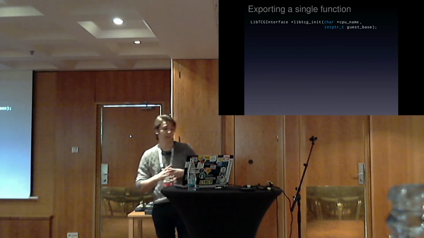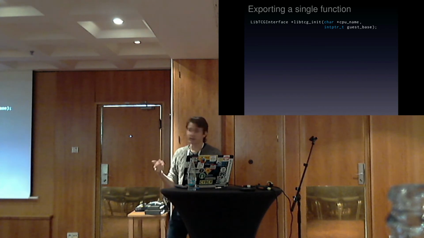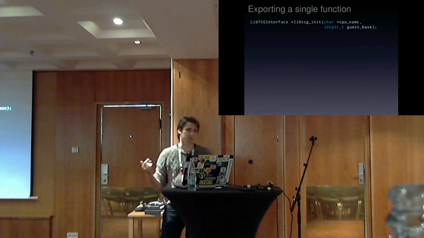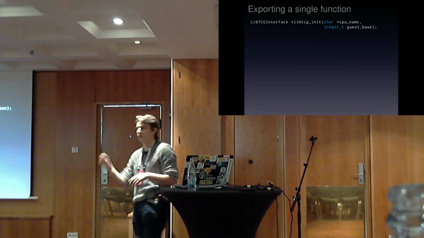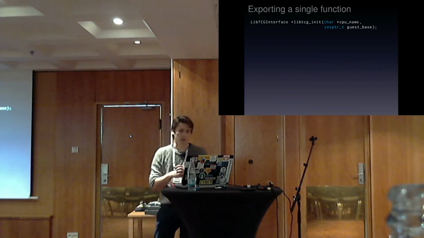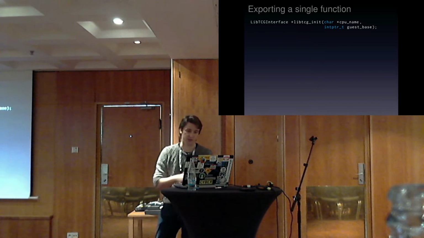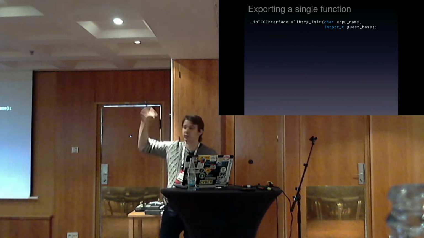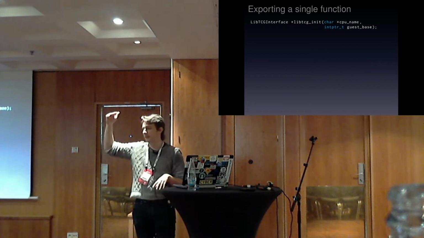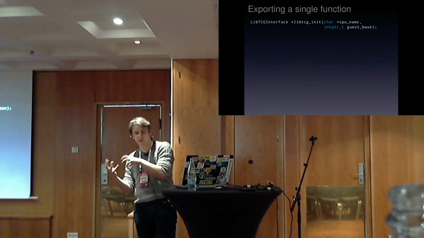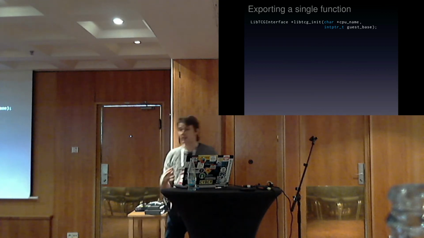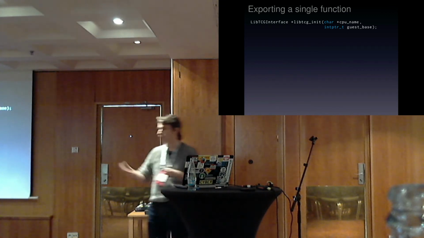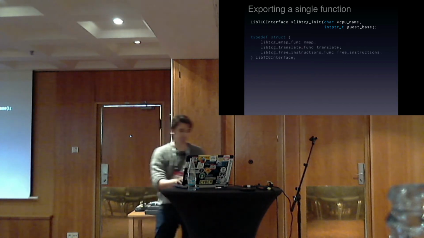This function is called libtcg_init, and it takes two arguments. The first one is the name of the CPU, which you might be familiar with, is the one that you give on the command line of QEMU when you use -cpu. Then you give a guest base, which is basically the address where pages will be allocated from the guest point of view. And when I say guest, I mean, let's say, the program that you are translating. So you can imagine it as an offset.